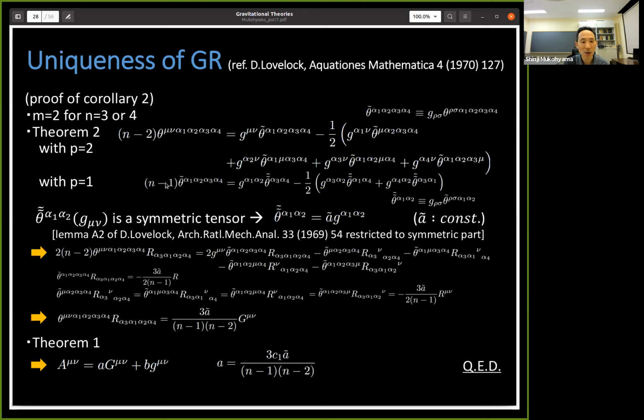By plugging this here, we know the p equal 1 psi and theta, and then by plugging this here, we get this. Then after some computation, plugging this theta for p equal 2 into theorem 1, we get this. This is the computation.